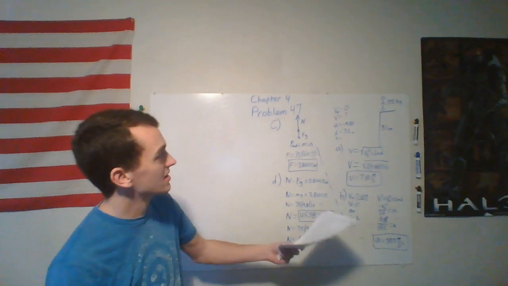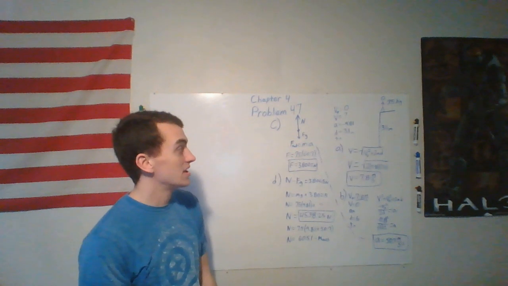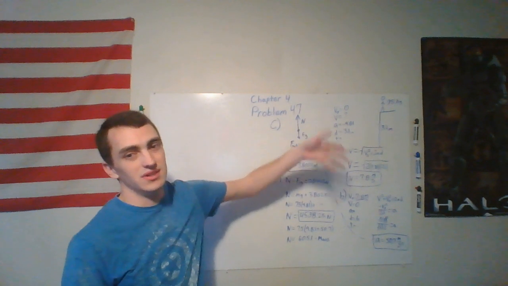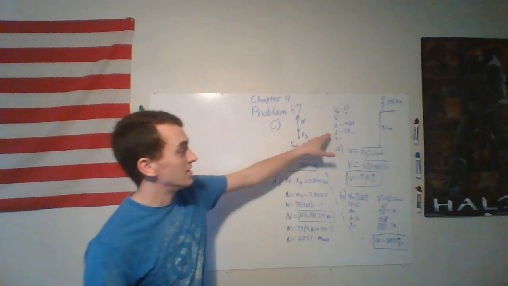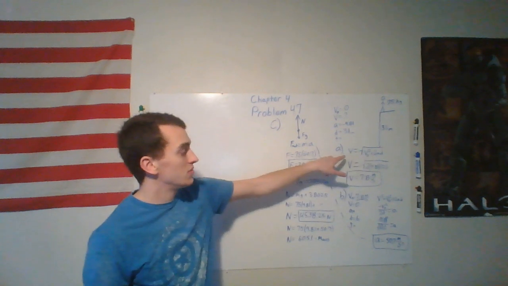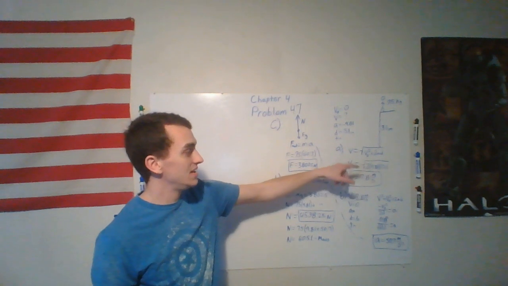So this is simple kinematics. Initial velocity is 0, final velocity is what we're looking for. Acceleration is 9.81 due to gravity. I have it negative, but it doesn't really matter whether it's negative or positive as long as you're consistent. Displacement is going to be 3.1 meters. Time doesn't matter. So we use our velocity squared equals initial velocity squared plus 2AD.